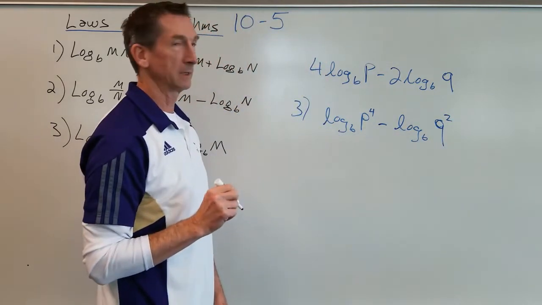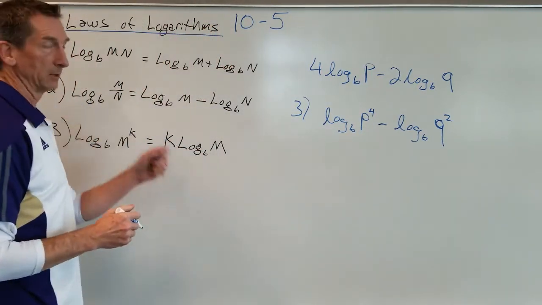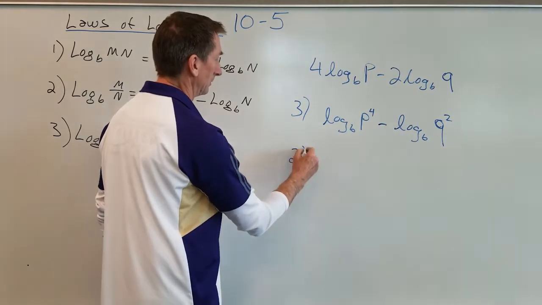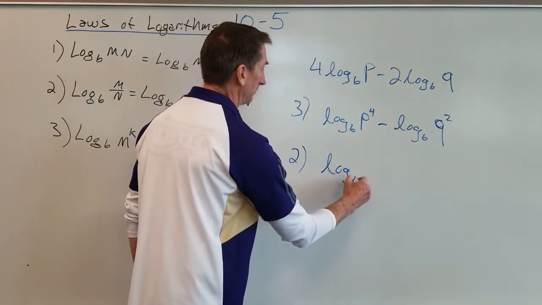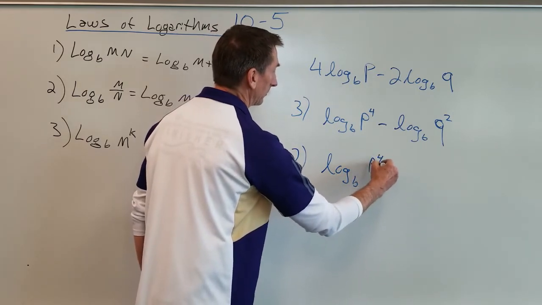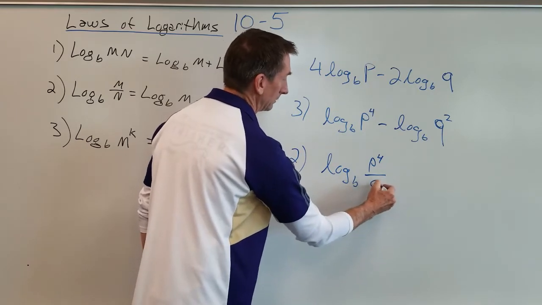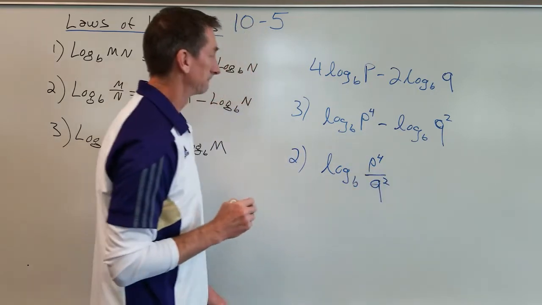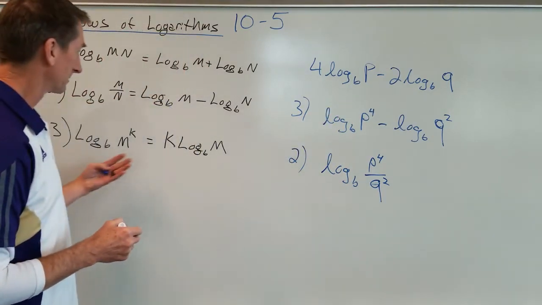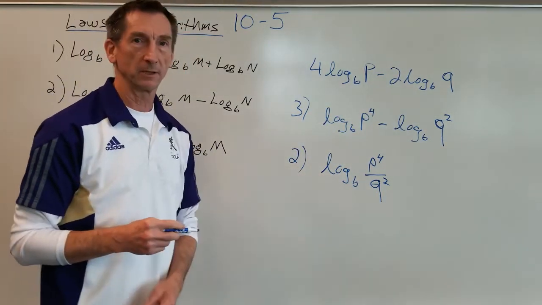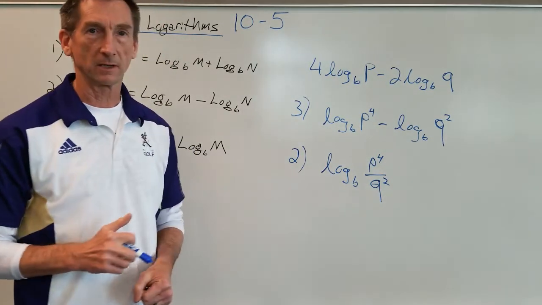squared. Okay, so now I've got this minus sign here, so let's go ahead and apply law number 2 and see if we can put this thing together here. Log base b p to the 4th divided by q squared. All right, so we took this larger thing, worked backwards with the laws of exponents, and that made something a little more compact. Okay, so that's the gist of the laws of exponents.